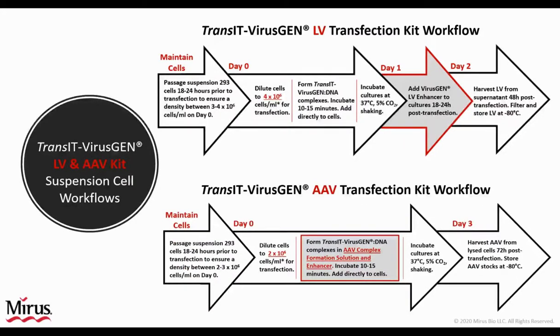For AAV, the upfront work is similar, however, cells should be diluted to 2 million cells per mL for transfection rather than 4E6 per mL. Also, the AAV enhancer is included in the complex formation solution, so there's no need to reopen the culture post-transfection. At 72 hours post-transfection, or whatever time is best per your AAV serotype, harvest and purify or assay as needed.